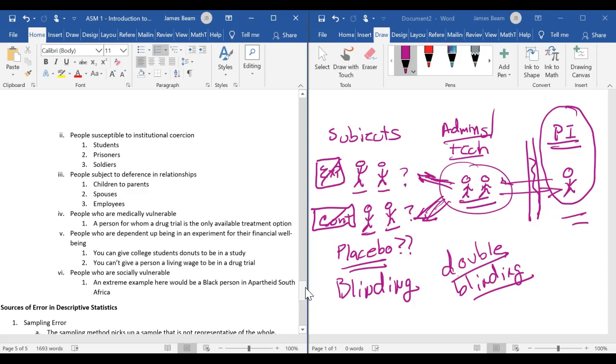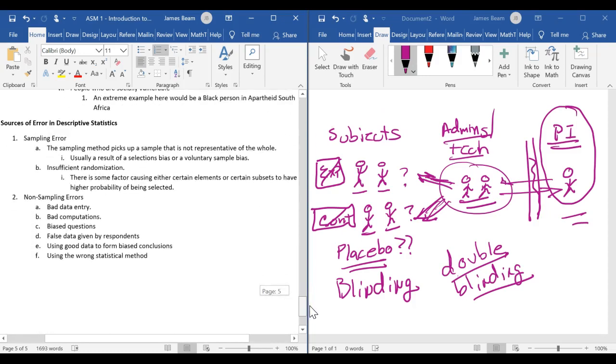People who are dependent upon being an experiment for their financial well-being. Yes, you can give college students donuts in order to be in an experiment. That's perfectly legit, fine. You cannot give a person their living wage in order to be part of a drug trial. They have to feel free. A college student saying, no, thank you, I don't want to be in this, you can keep your donut, is a lot different from someone who is currently unemployed and doing a drug trial so that they can feed their family. So that would be a vulnerability you would have to take into account.